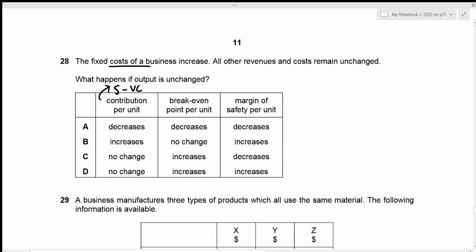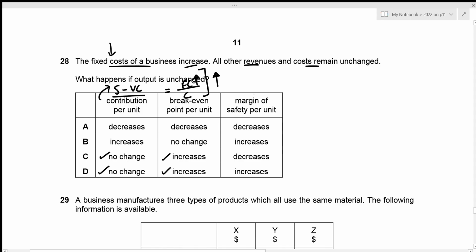This does not involve fixed cost at all. And we're told that all other revenues and costs remain unchanged, which means that the contribution per unit will have no change. That's given in C and D. Then we have break-even point per unit. The formula for break-even point is fixed cost divided by contribution per unit. We already figured out that the contribution per unit is not going to change, but we're told that the fixed cost is increasing. So if the value in the numerator increases, the total value will also increase, right? So this just means that our break-even point per unit is also increasing, which is given in C and D.